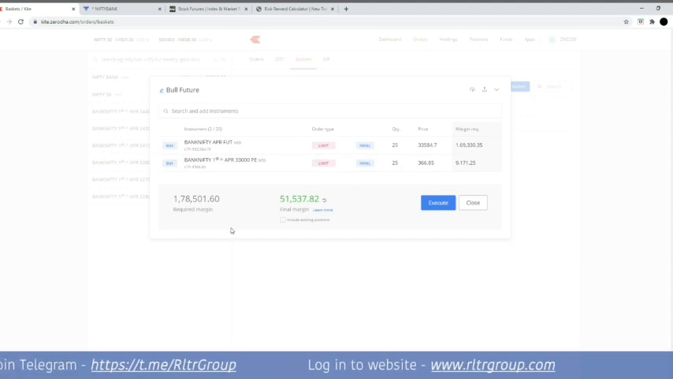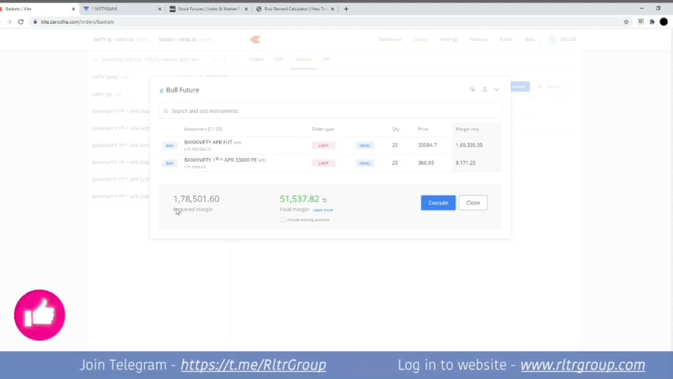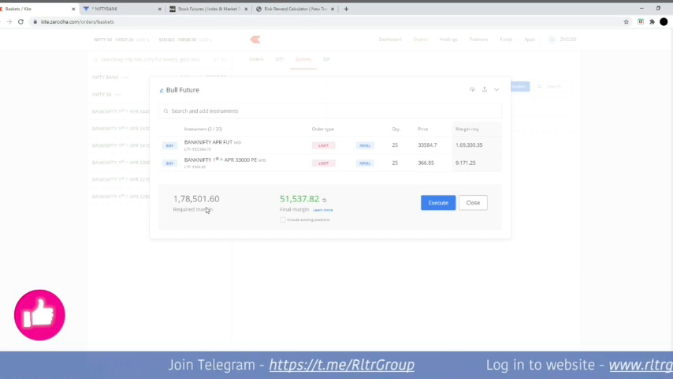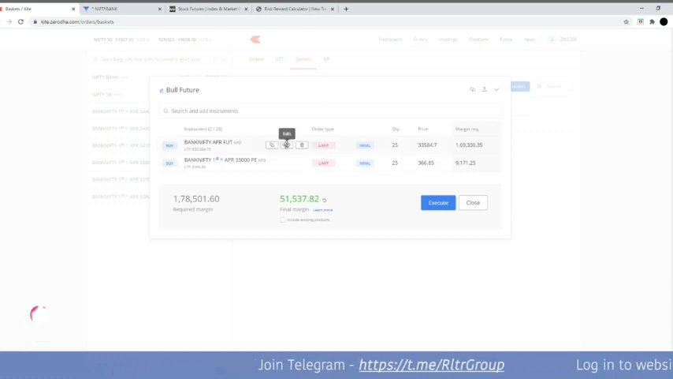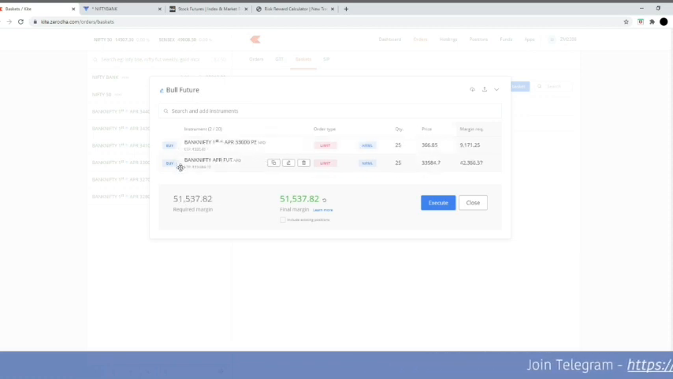But similarly, you can see the required margin is more. It says 1,78,000. Now, why does that happen? It is because the highest margin required instrument is on the top. So what you would need to do is just click it and pull it down, and the margin then reduces drastically.